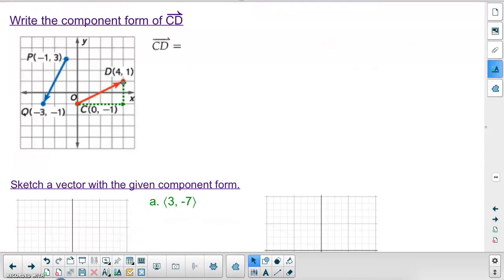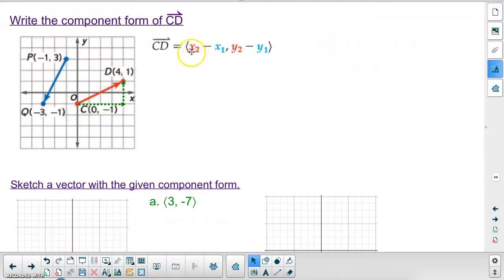Now we can find this algebraically using the component form formula, where it's x2 minus x1 and y2 minus y1. In this case, x2 and y2 are the terminal point's coordinates. x1 and y1 are the initial point's coordinates. You'll see why we have to do that shortly.